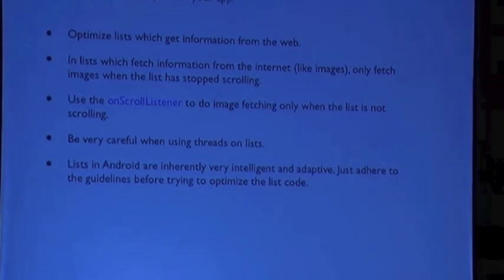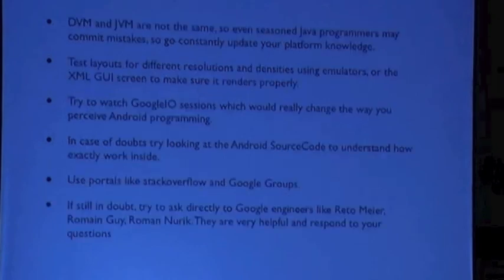And as I told you earlier, the Android list control is a very intelligent control. It will only load that many items, it will only call that many views, it will only create that many views, it will cache the views, it will do a lot of things. If you want to know more about that, just go to the Android source code of the list view. It's very beautifully written, and don't try to over-optimize it or counter-optimize it.